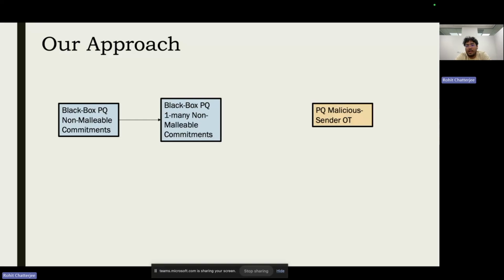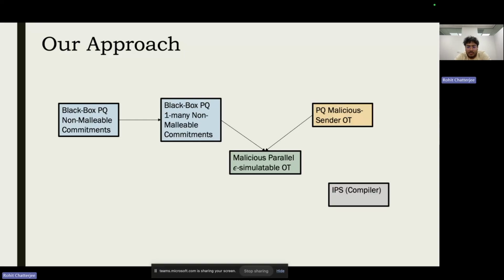If you have this one-many non-malleable commitment and you have a malicious sender secure OT in the post-quantum world, you can realize a parallel simulatable OT. Because of the constraints I mentioned earlier, this is going to be just epsilon simulatable in the constant round setting. But regardless, this is really the clincher, because you can then take this information theoretic compiler, meaning that this compiler makes no additional assumptions, and this is the part that's UC secure. And if you have this parallel secure OT and you use this compiler, you will realize post-quantum black box epsilon MPC in constant rounds. And so this is clearly the pathway for our constant round epsilon secure protocol. The other protocol has a slightly different pathway, which I will not cover in the interest of time.